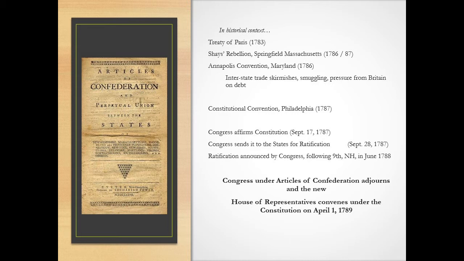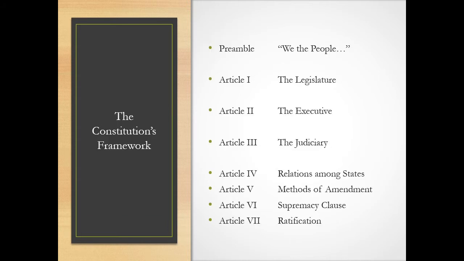So now we understand what the impetus was to create the new Constitution. The abject failure of the Articles of Confederation. Shays' Rebellion. Armed skirmishes between the states. The Annapolis Convention, finally leading us to the Constitutional Convention.